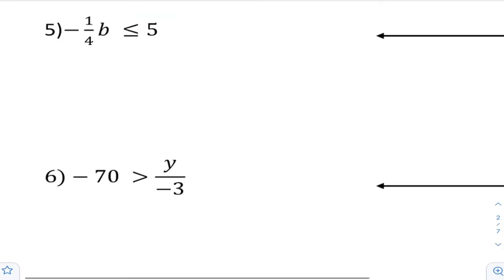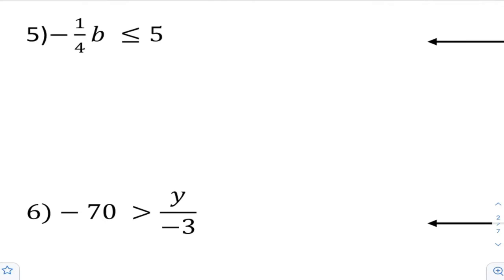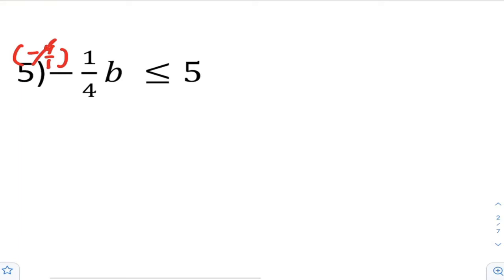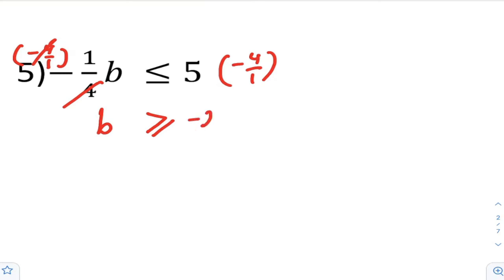Here we have a fraction. Remember, we were multiplying by the reciprocal. So here you need to multiply this side by -4/1, which is -4, to get rid of the 4. And here you are multiplying by -4/1. Now we end up with B alone, but we are multiplying by a negative number. When you multiply by a negative number, then you will switch this sign. And now 5 times -4 is -20.